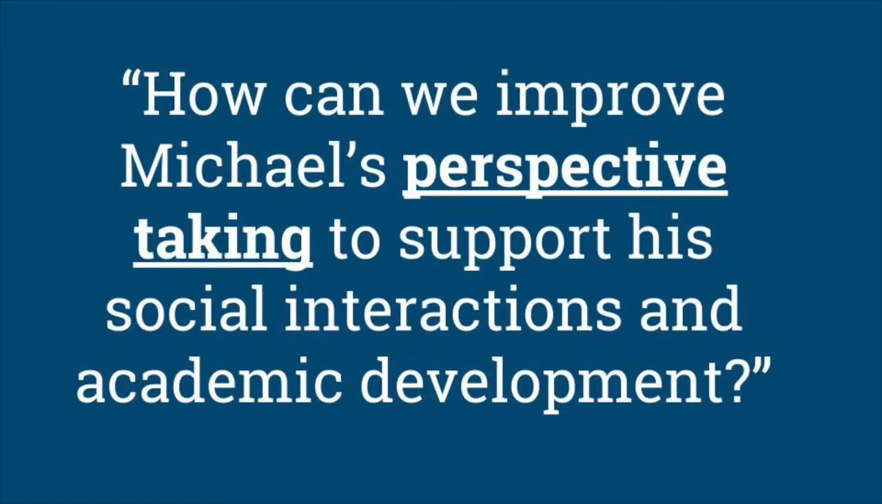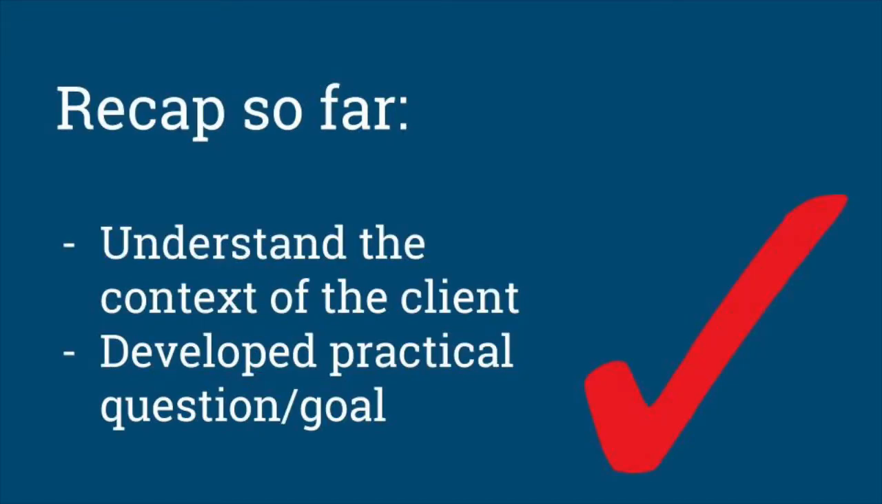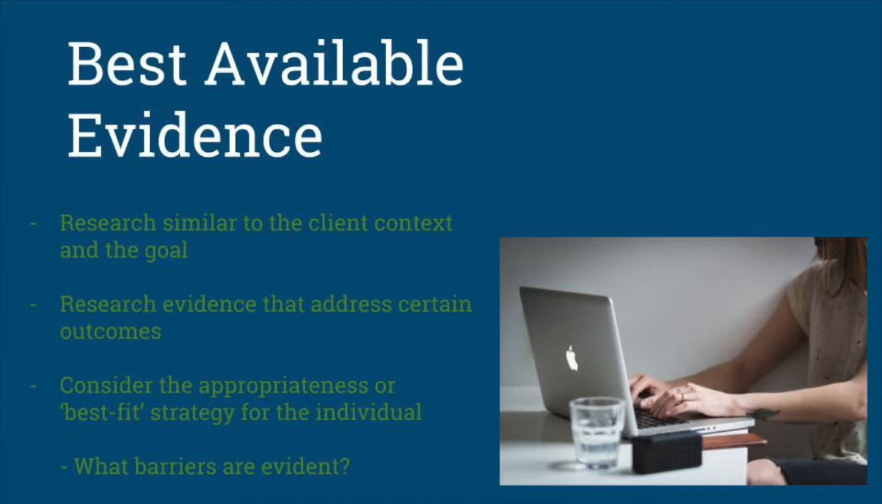So far, we've understood the context of the client, and we've developed a practical question. Next, we need to evaluate the best available evidence. When finding the best available evidence to select a strategy, there are a few things you must keep in mind. The research should somewhat match the client and their context. For example, if the research is based on adults with autism, it's probably not going to be the best fit if your client is a toddler. The research should be addressing the outcomes you desire. And you need to think, is this strategy going to be the best fit for my client? And also, what barriers are evident with this strategy? Are you going to be able to overcome them?